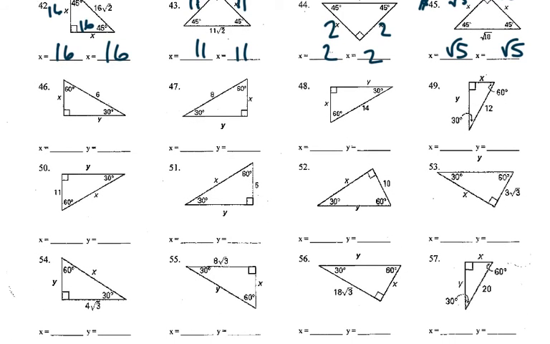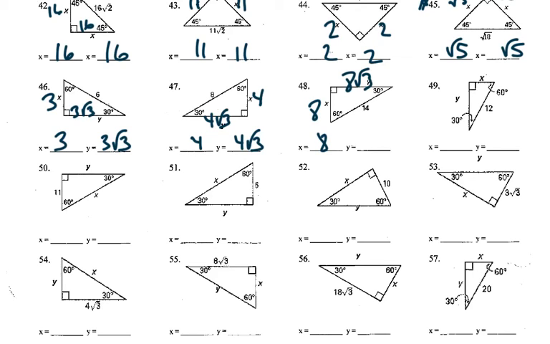Here in the bottom with the 30, 60, 90, if the side opposite the 60 is 6, so then the x, the side opposite the 30, is half of that, and then 3 root 3. Similarly, we have 4 and 4 root 3. Or opposite x would be 8, and then 8 root 3. Opposite the 30 here would be half of 12, which is 6, and then 6 root 3.